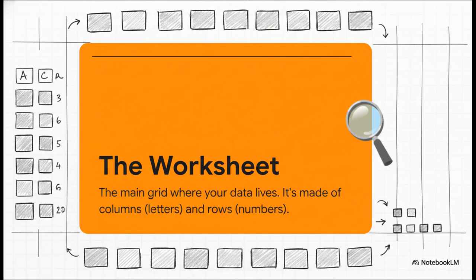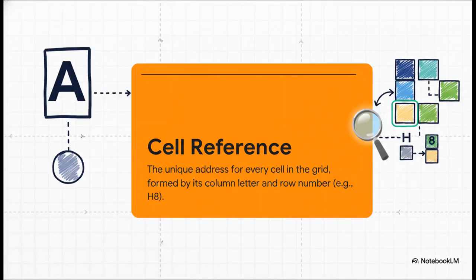And then, of course, you have the main event, the worksheet itself. This big grid is where all your data actually lives. And the way it's set up is just so simple but brilliant. You've got columns going across the top, labeled with letters, A, B, C, and so on. And then you have rows going down the side, labeled with numbers, 1, 2, 3. So because of this grid system, every single one of these little boxes, we call them cells, gets its own unique address. We call it a cell reference, and it's super simple. It's just the column letter followed by the row number. So for example, the cell that's in column H and row 8 is just H8. And this simple address system is pretty much the foundation for everything else in Excel.